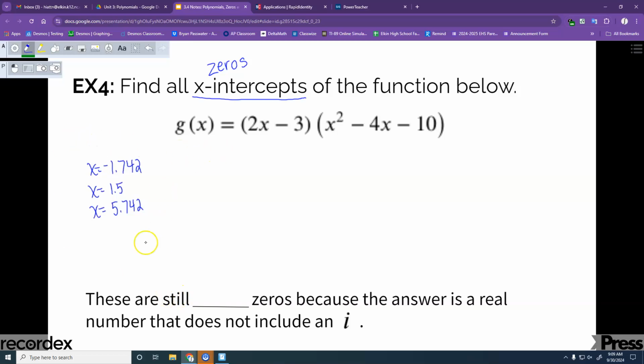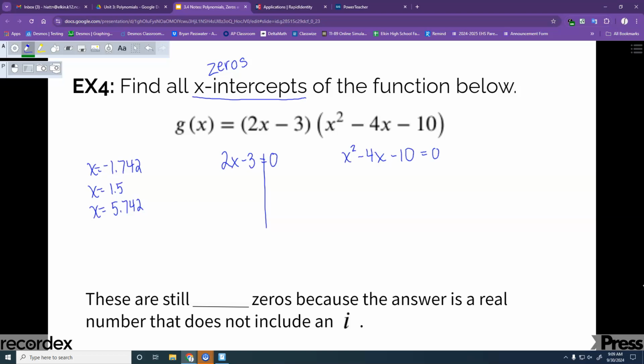Now, this works well if it's multiple choice. You could even take your answer choices, type them in, and see if the decimals match. There are a few ways that they might give you this equation that you would need to be able to do it by hand, okay? So if I were doing this by hand, I would do the same thing that I did on the earlier ones. I would take the pieces, 2x minus 3, set it equal to 0, and I would take x squared minus 4x minus 10 and set it equal to 0.